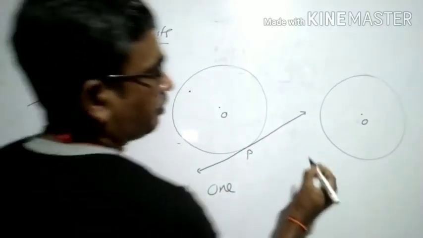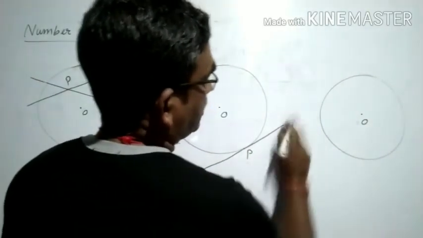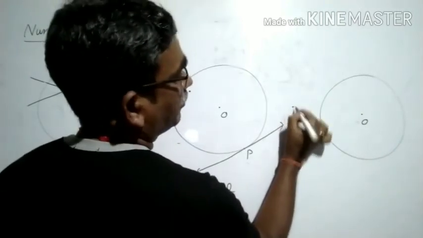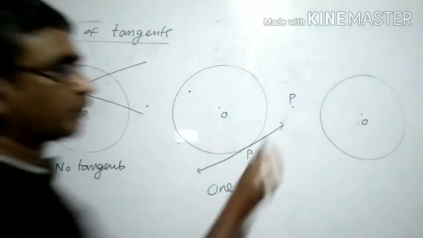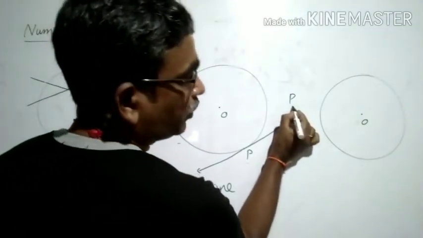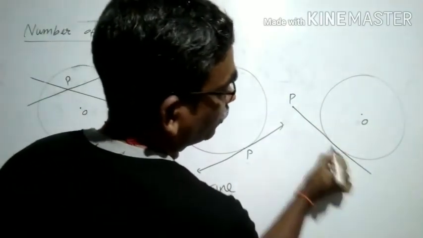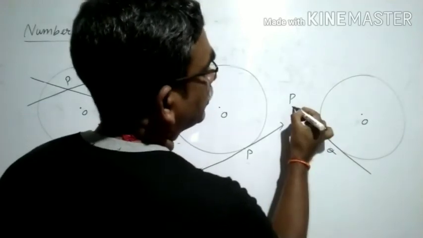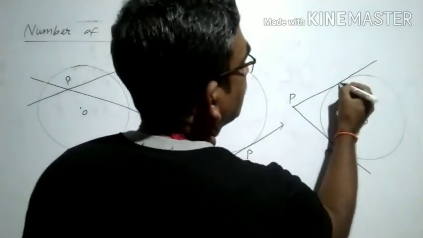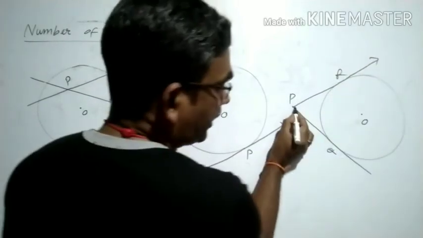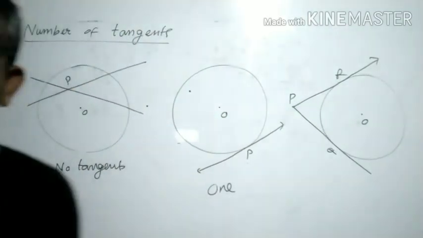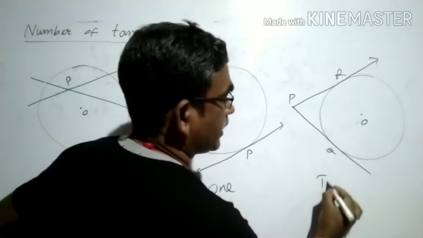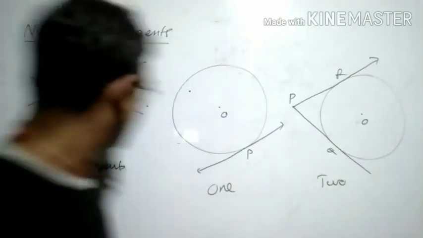Okay, if a point P is outside the circle, how many tangents can be drawn? From this external point, we can draw two tangents to the circle. We cannot draw more than two. One is PQ, and the other tangent is PR. If we draw any other line which cuts the circle at two places, it is called a secant. So we can draw two tangents. That's a very important idea.